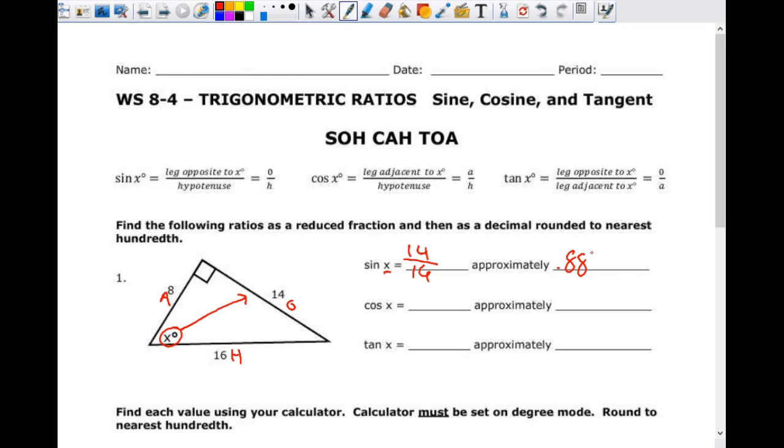All right, cosine. Cosine is adjacent over hypotenuse. Adjacent is 8. Hypotenuse is 16. 8 divided by 16. What's 8 divided by 16? 8 divided by 16 is 0.5. We know 8 is half of 16.